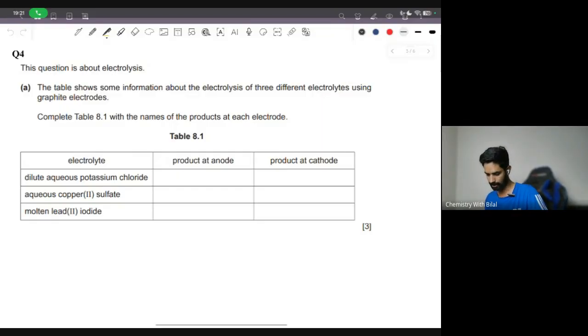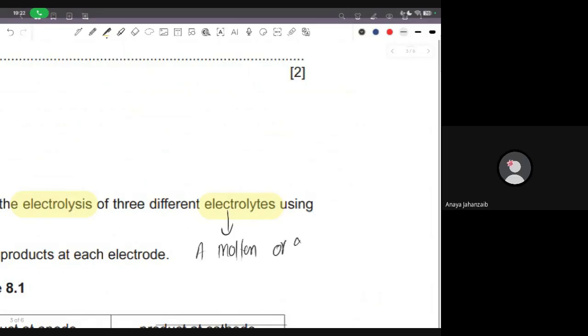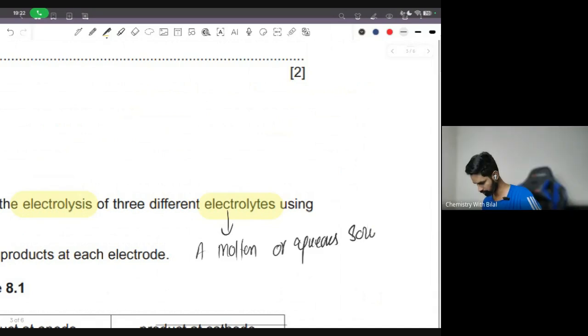Let's do an X-ray analysis of electrolysis. Bismillahirrahmanirrahim. The question is about electrolysis. The table shows some information about electrolysis of 3 different electrolytes. You know what is an electrolyte? Sir, it's a molten or aqueous solution of an ionic compound.